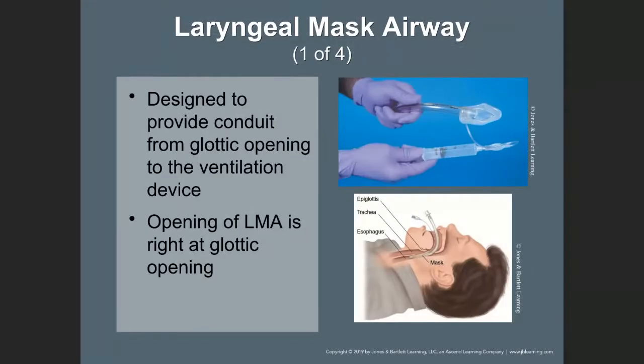Then you have the laryngeal mask airway. The Supreme LMA is the one that is utilized more in the pre-hospital setting. What you're seeing now on the slide is the original LMA. It is designed to provide a conduit from the glottic opening to the ventilation device. Opening of the LMA is right at the glottic opening.